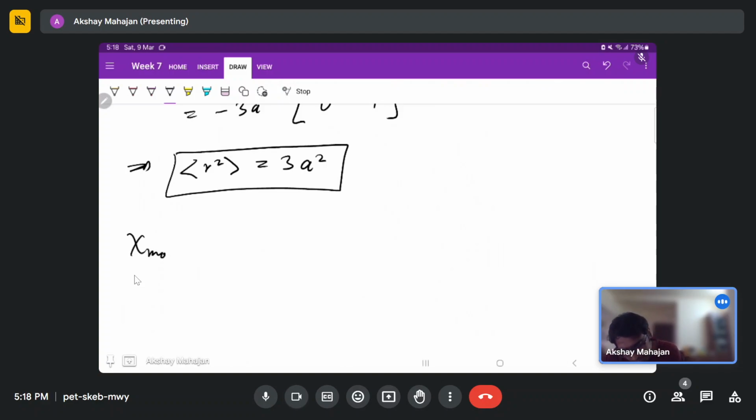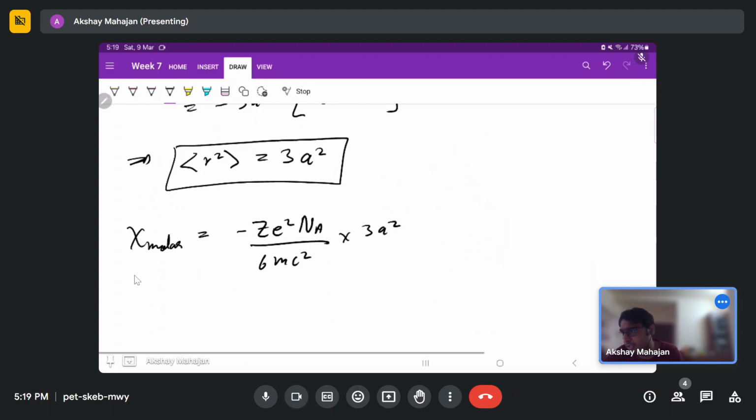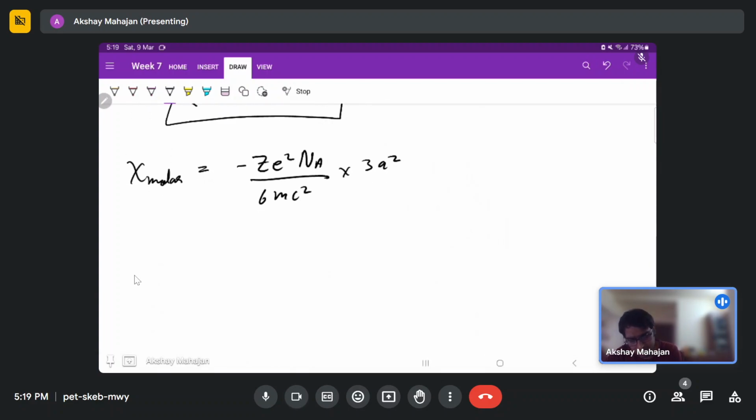So our molar diamagnetic susceptibility will be equal to minus Z e square times N e divided by 6 m c square times 3a square. The expectation value is 3a square now. So just put in the values. Z is equal to 1, that is for hydrogen, and all the other values are just constants.